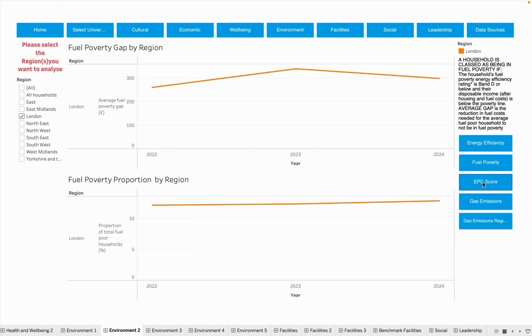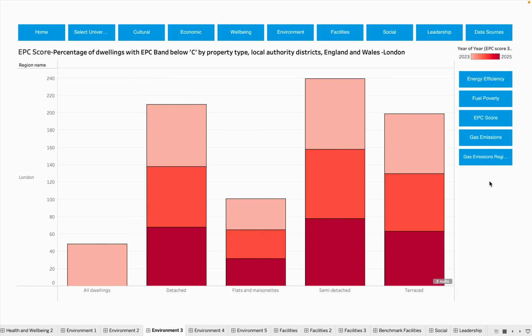Again, there's some explainer here about the metrics. The next analysis is the EPC score. What we are looking at here is the percentage of dwellings with EPC band below C, so we're looking at the inefficiency. For London, it looks like the most inefficient type of dwelling is semi-detached, and the flats and maisonettes are doing much better compared to detached and semi-detached.